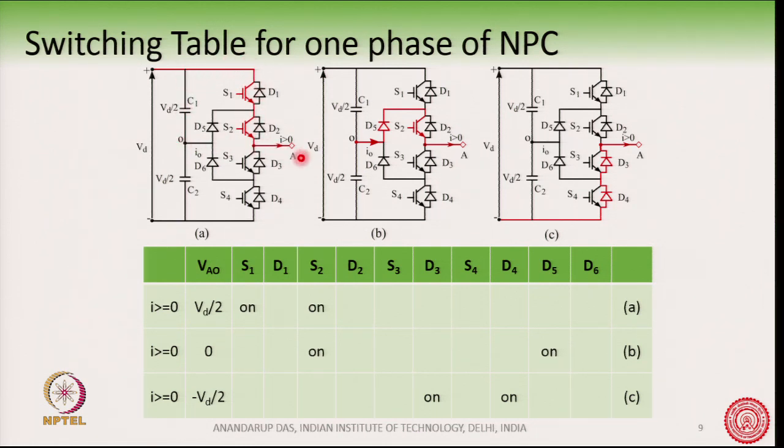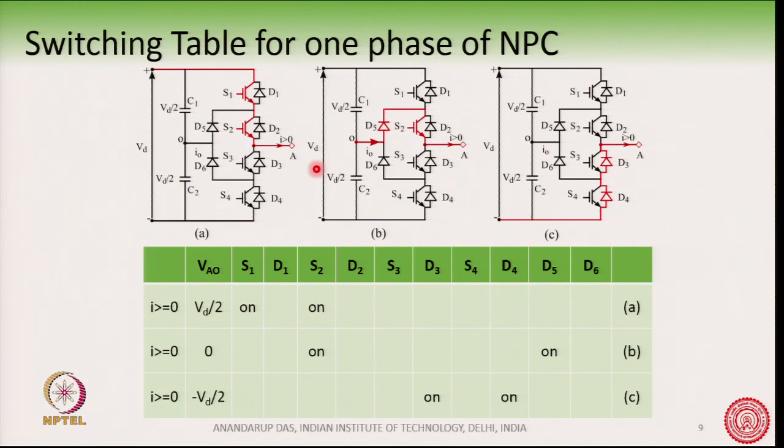So, VAO is equal to Vd by 2, and the two transistors S1 and S2 are conducting, and then we get Vd by 2 voltage at point A with respect to point O, as you can see here, VAO is equal to Vd by 2. S1 and S2 are on, and these are the two devices conducting for the current going out of the terminal A.